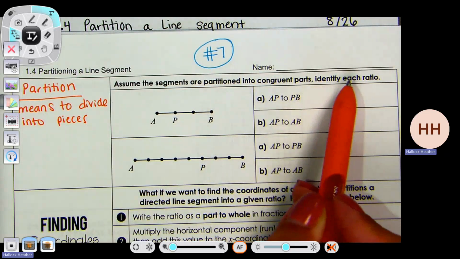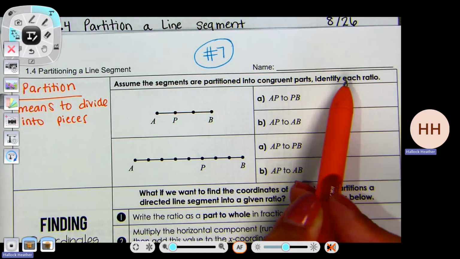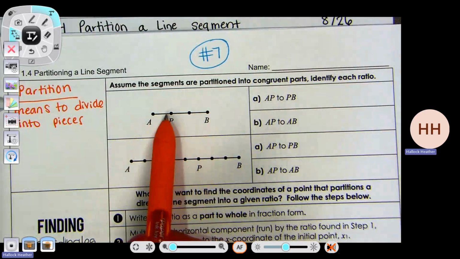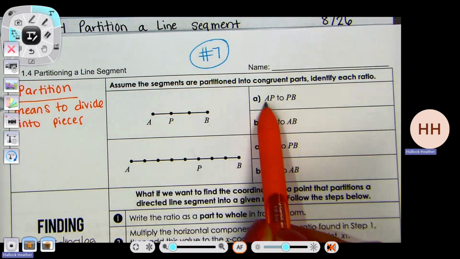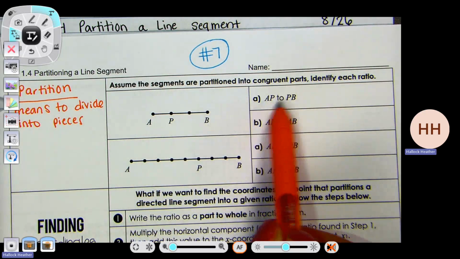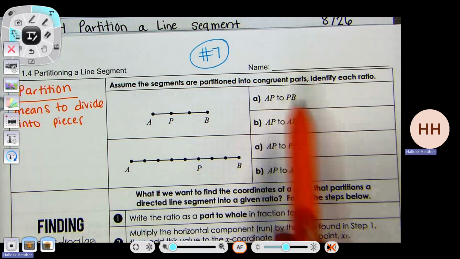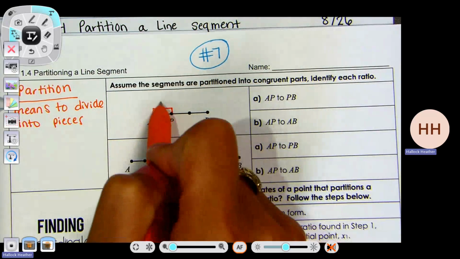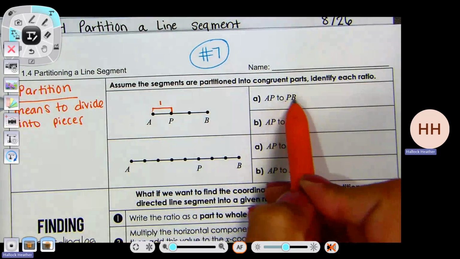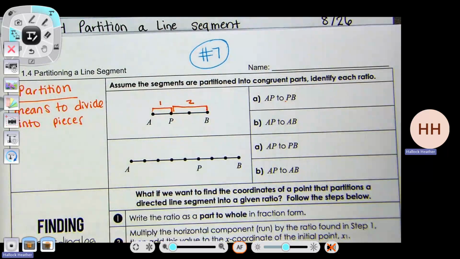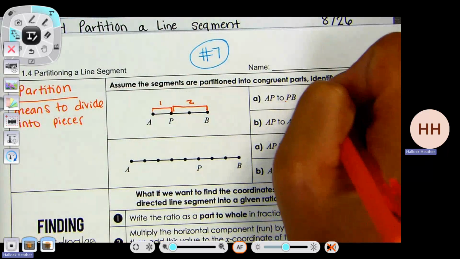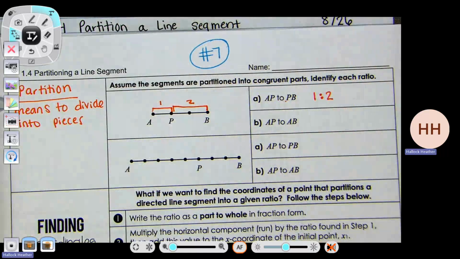We're going to write each thing as a ratio, which is like from way back when. So I have a little line segment. It means that each individual piece is congruent. So there's 3 parts. Okay. If I say from A to P to P to B, A to P is technically 1 piece. P to B is how many pieces? 2. So you would write your ratio as 1 to 2. You could technically write it as a fraction, or you could use the little colon.